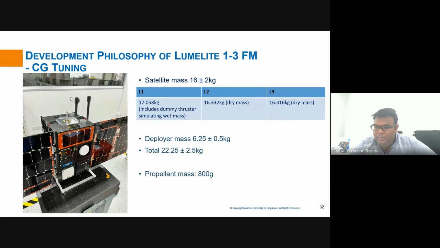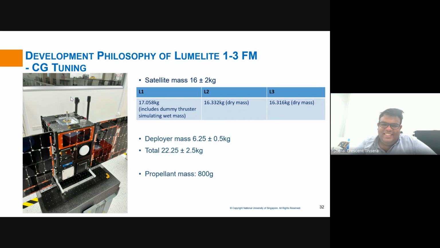And apart from that, like I mentioned earlier, there will be disturbance torque produced by this propulsion system due to the offset between the center of mass and the thrust vector. So another duty of ADCS is to absorb this momentum produced due to this offset, and to make sure that the satellite is very stable during the propulsion maneuver. I hope I answered the question.